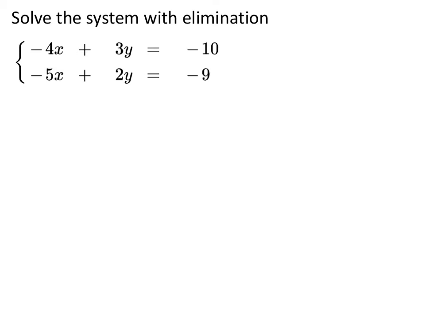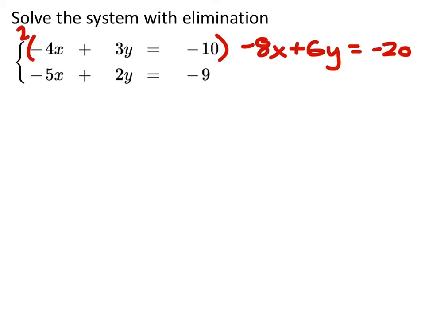Let's do this one. Which one do you guys want to eliminate first? Let's eliminate the y's then. So I'm going to go for a coefficient of 6 and negative 6. So the top one, I'll just multiply it by 2 and get a positive 6. And then this bottom equation, I will multiply by negative 3.